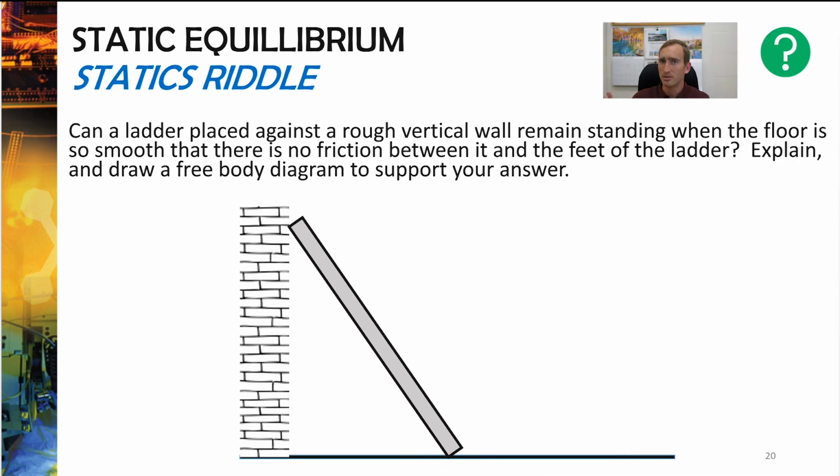Your final challenge today is a statics riddle. Consider this ladder that we're showing you below that's leaning against a wall and against a floor. Can a ladder stand if there's a rough vertical wall, but the floor is so silky smooth and super clean that there's no friction between it and the feet of the ladder? Draw a free body diagram of the ladder and figure out whether this system could in fact remain at rest. I'll give you a minute to work on it, and then I'll go to the board and show you the answer.